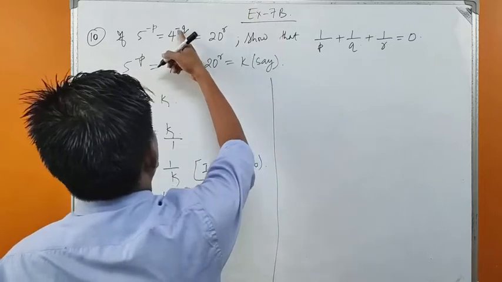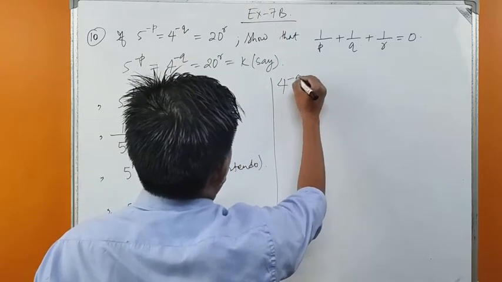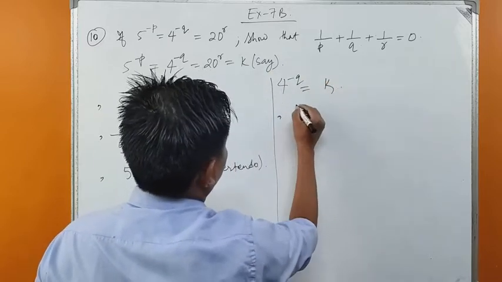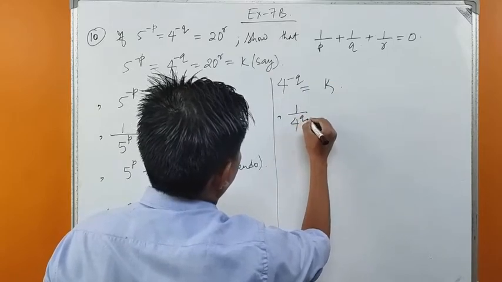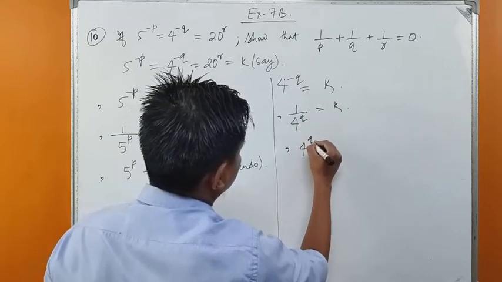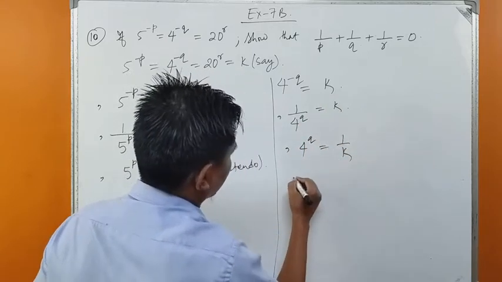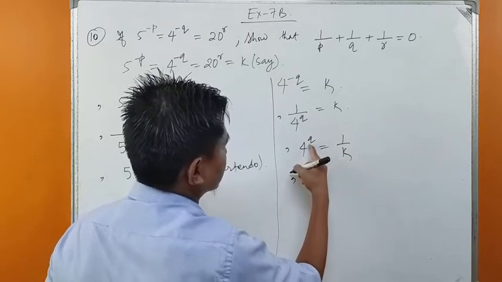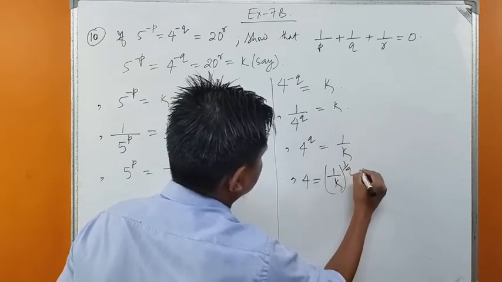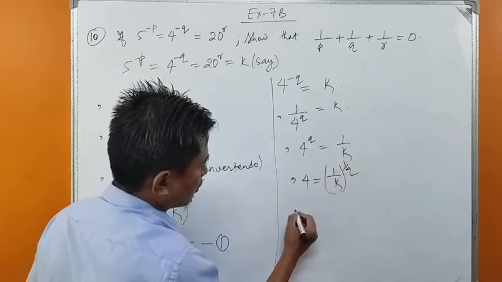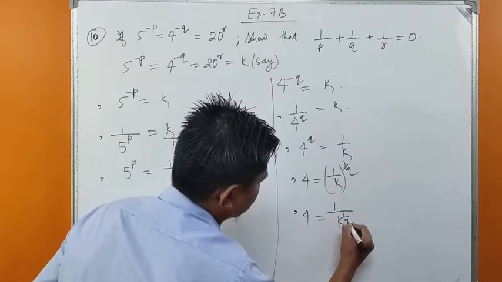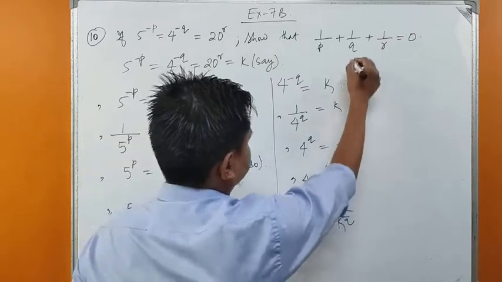In equation 2, we have 4 to the power minus q equals k, isn't it? Or 1 upon 4 to the power q equals k. Now we apply invertendo. 4 to the power q equals 1 upon k. Now 4 equals, you take this power q to the right hand side, 1 upon k to the power 1 upon q. This q goes to the right hand side, becomes 1 upon q. Or 4 equals 1 upon k to the power 1 upon q, isn't it? So this is equation 2.